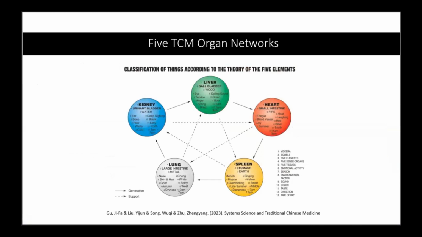Again, generating. The generating is the arrows that are solid. And there's something called the co-cycle that goes across. You can see that the liver to spleen, you can see heart to lung, you can see spleen over to kidney. And there's a generating cycle, and then there's like a supportive cycle, and then there's also an inhibitory cycle, a controlling cycle.